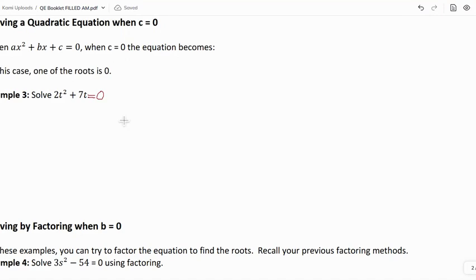And so I'm not factoring a trinomial. It's not a trinomial. How do I factor this? GCF? There is one. What is it? It's just a t. So I can factor out the t. So when I divide them, I get 2t plus 7.